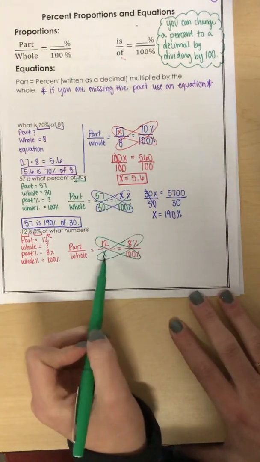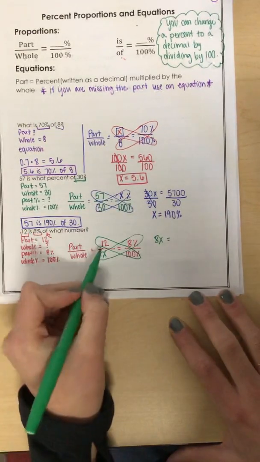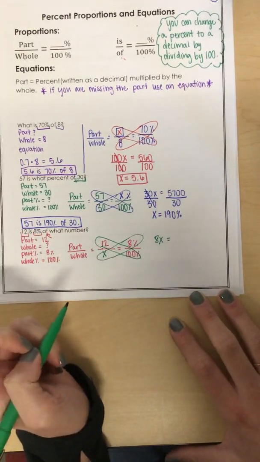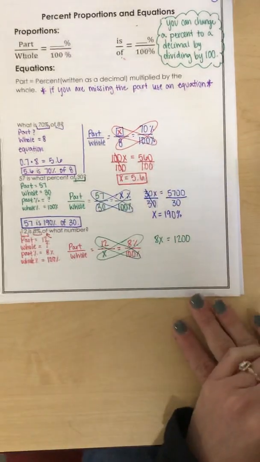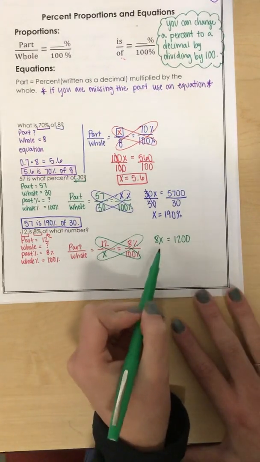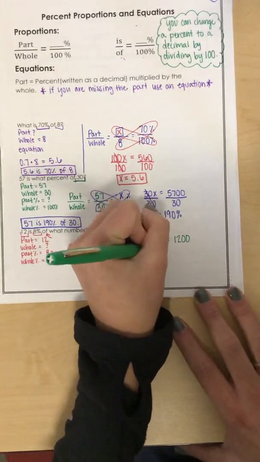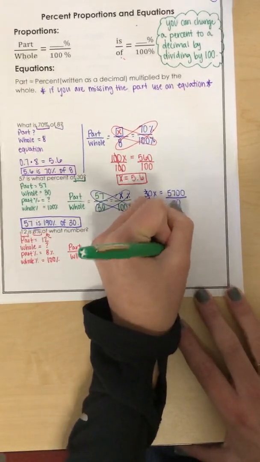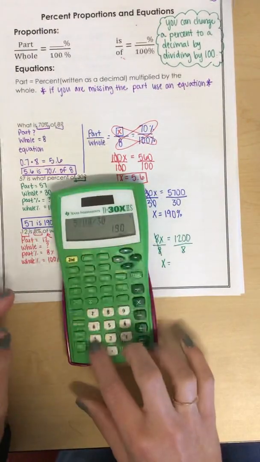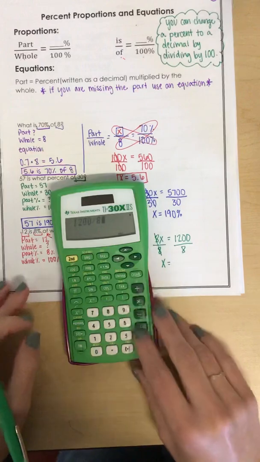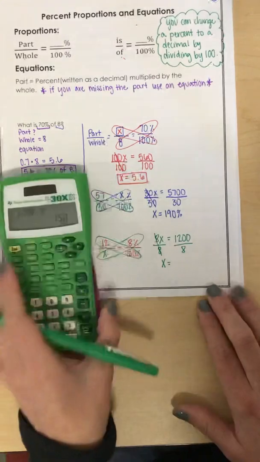So here 8 times x is 8x, and we're going to set that equal to 12 multiplied by 100, and 12 times 100 is 1,200. Okay, and now we're going to get x by itself. So the opposite of multiplying is dividing, and whatever we do on one side, we must do on the other. So now I have x equals 1,200 divided by 8, and then I'm going to get 150.